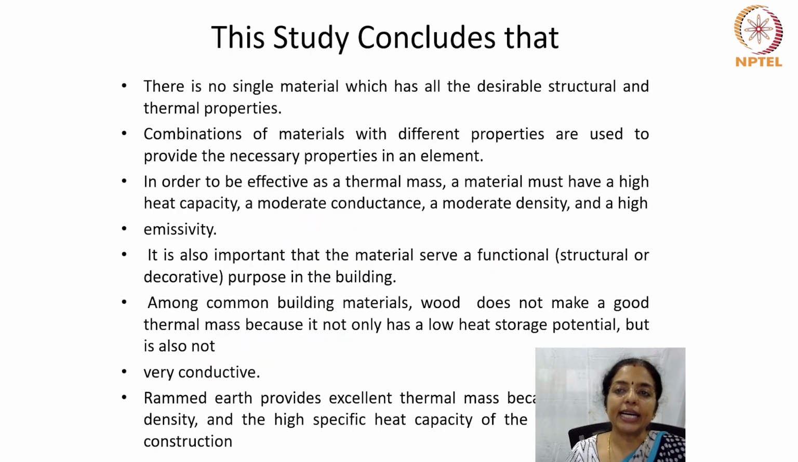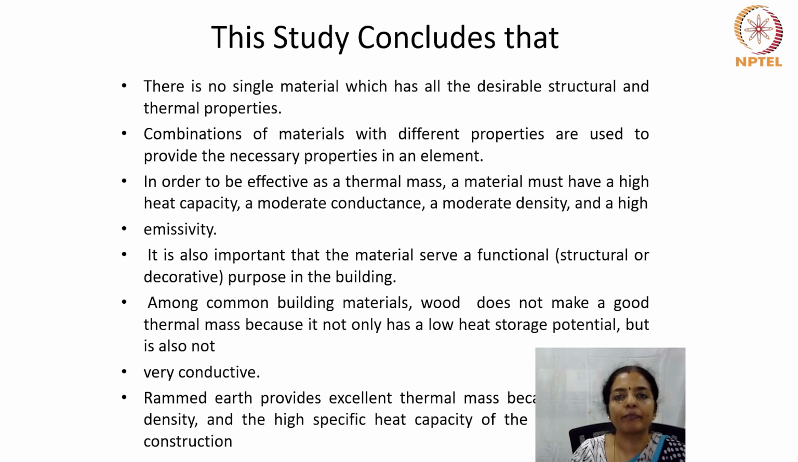So this study concluded that there is no single material which has all the desirable structural and thermal properties. Combinations of materials with different properties are used to provide the necessary properties in an element. In order to be effective as a thermal mass, a material must have a high heat capacity, a moderate conductance, and a moderate density with high emissivity.